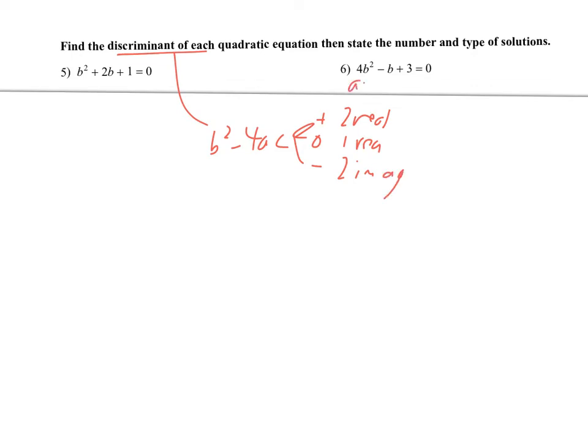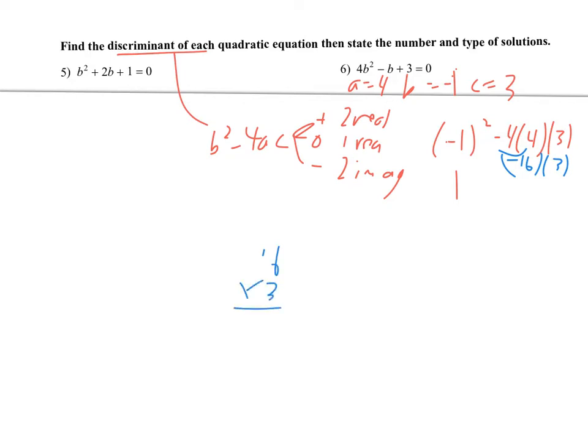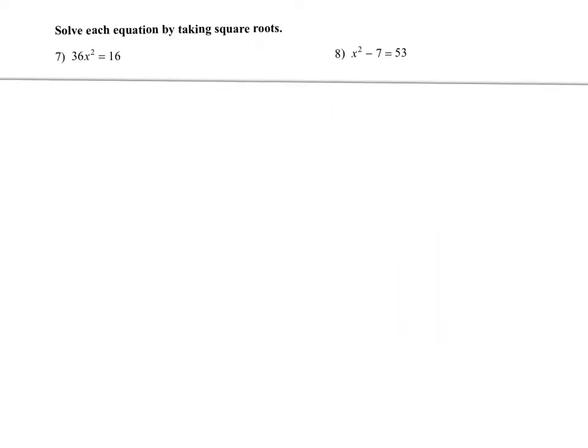So I see here a is 4, b is negative 1, and c is 3. So I'm just going to do negative 1 squared minus 4 times 4 times 3. So that's 1, and then this is minus 16 times 3. That'd be 48. So minus 48, that comes out to negative 47, which means we have 2 imaginary solutions since that came out negative.